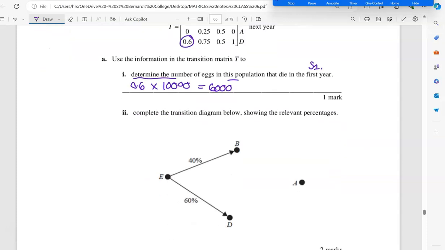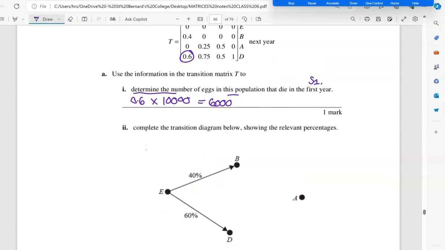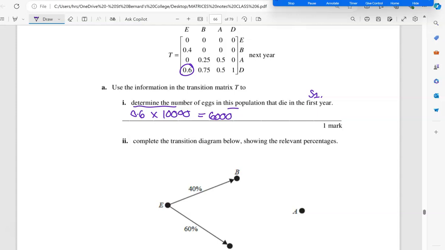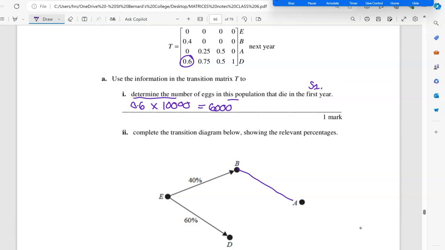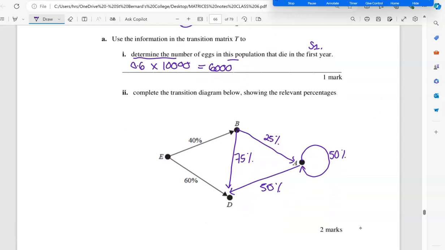And then it says complete the diagram below. So you have to link up all the things. If I look at E, they've done the 40% to B and the 60% to D. If I go to B, we want to have 25% out here. We want 50% here. The biggest error here was probably people not writing it as a percentage. Make sure you put it, because that's what they've done, so we need to keep it the same. Okay, and there's that one.